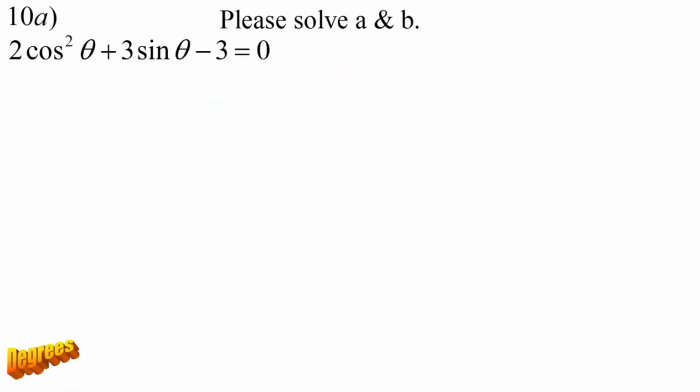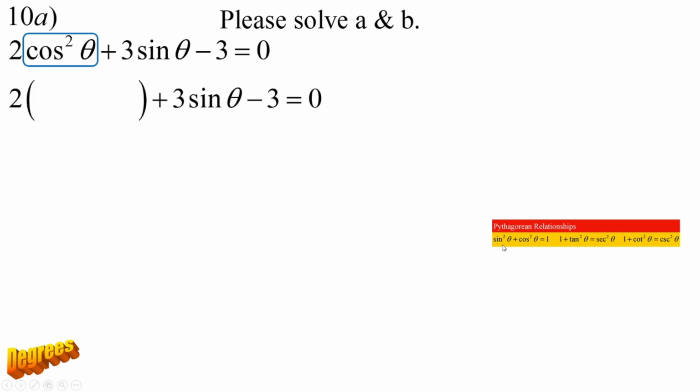10 part A. Oh, this one looks kind of complicated here. 2 cos squared of theta plus 3 sine of theta minus 3 equals 0. Well, that's a trigonometric equation, and it's almost in quadratic form there, isn't it? The only thing is, I have 2 trig functions. I have cosine squared, and I have sine. So wouldn't it be great if I could rewrite everything in terms of sine? Pythagorean relationships, you guys.